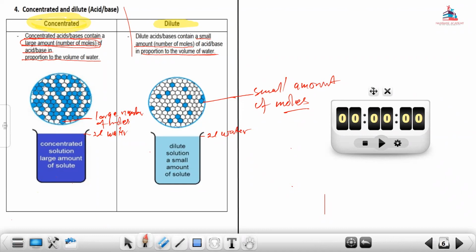I don't want to say they will give you a picture like I did for the purpose of explaining, but they can give you some hints in terms of the amount of water or the number of moles. So the water must be the same, but the one with the smaller number of moles will be the one that is dilute.